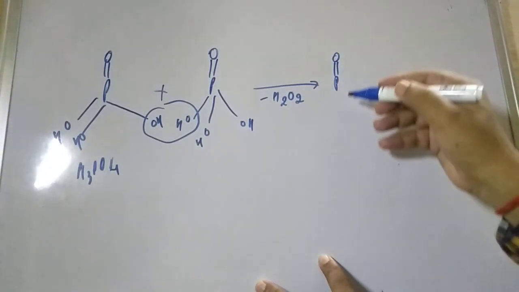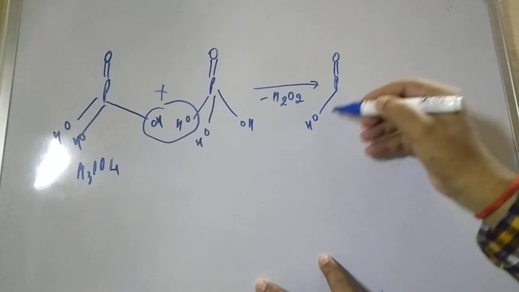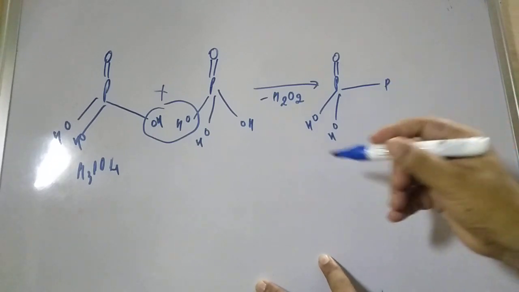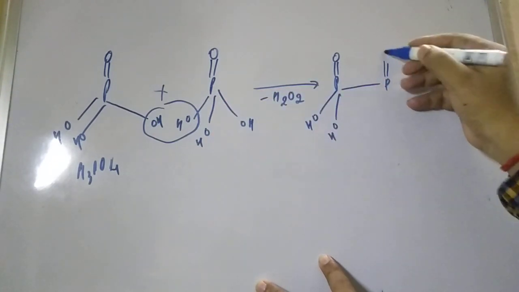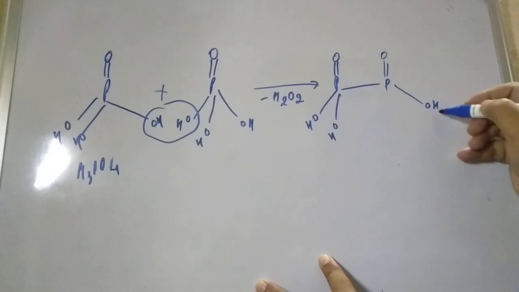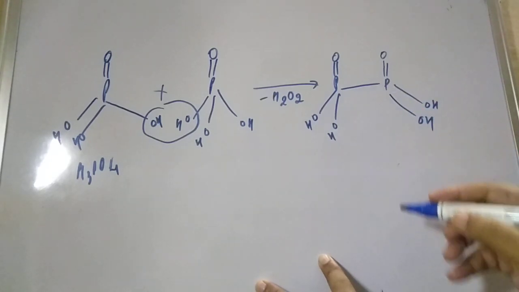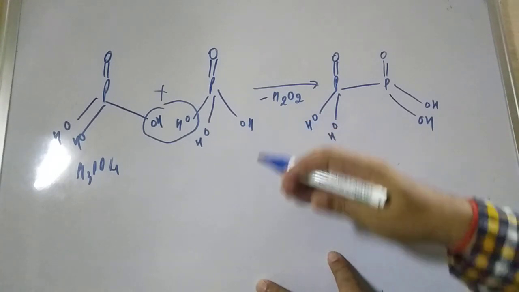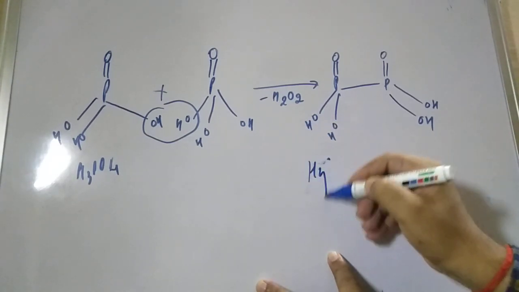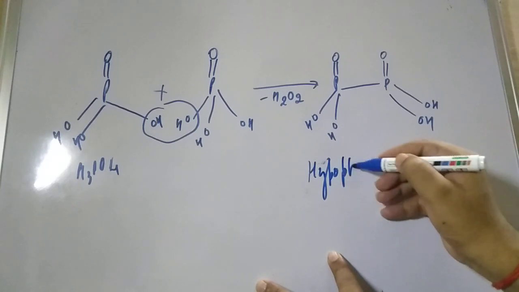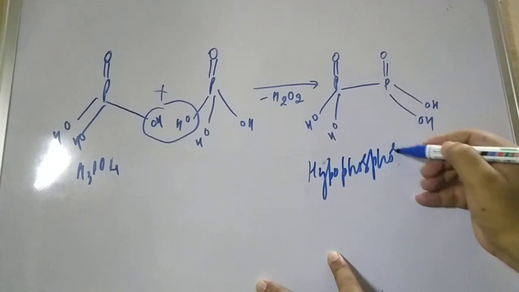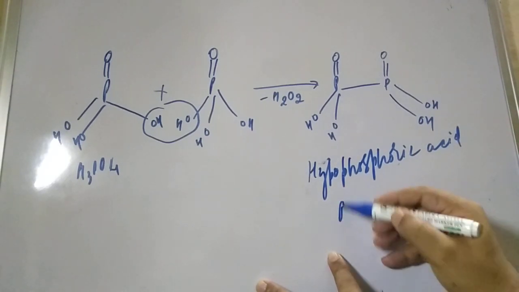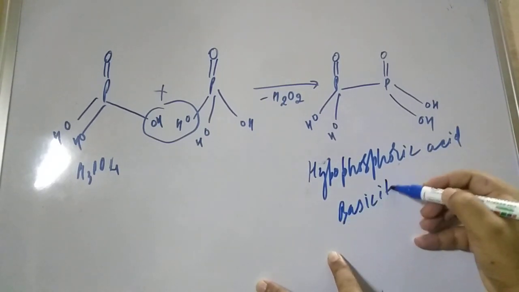P double bond O, here will be what? This is the OH group. Again, P is directly bonded to another P. Here is O, this side O, and here is OH. Now this is what is known as hypophosphoric acid.